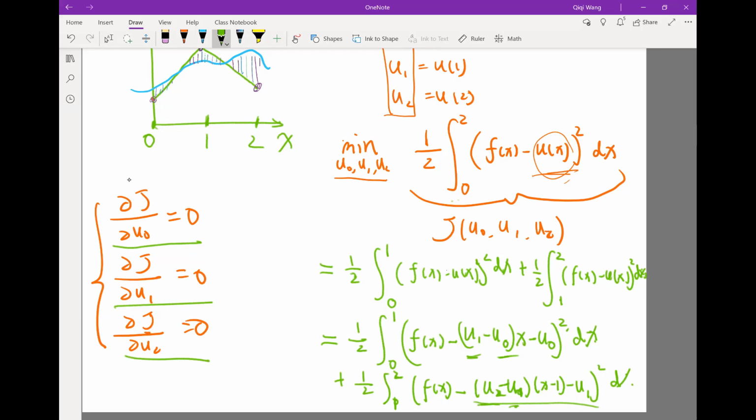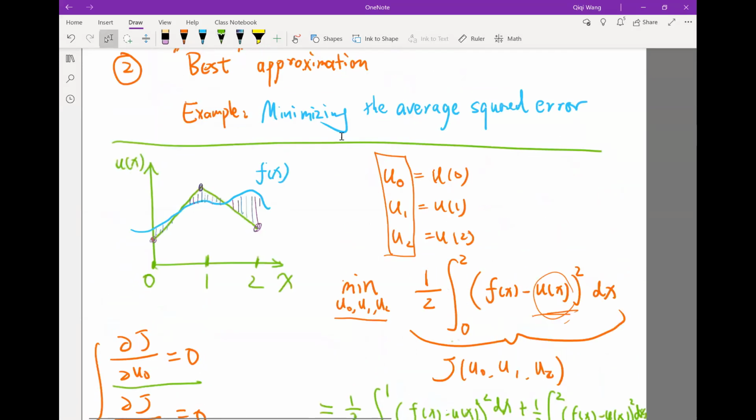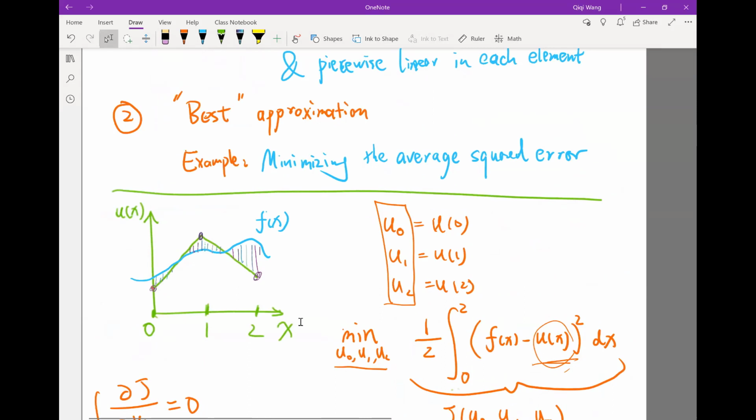So you get three linear equations, and you have exactly three unknowns, u0, u1, u2, right? Three unknowns, three equations, you solve them, you get u0, u1, u2. That uniquely determines what this function is, and you get your best approximation. So this is basically a complete walkthrough of what the finite element method does.